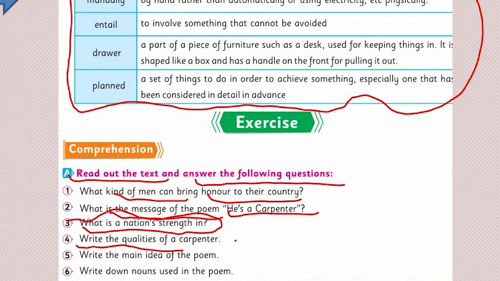Write the qualities of a carpenter. If you read the poem, you can find the answer to this question. Write the main idea of the poem. Write down nouns used in the poem. Noun, nouns name a person, place or thing. You have to find out all the nouns from the poem here. I hope you can do this very easily.